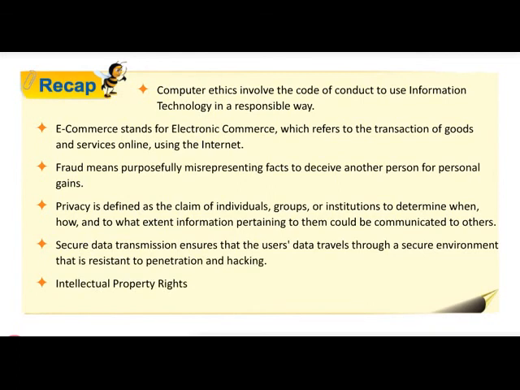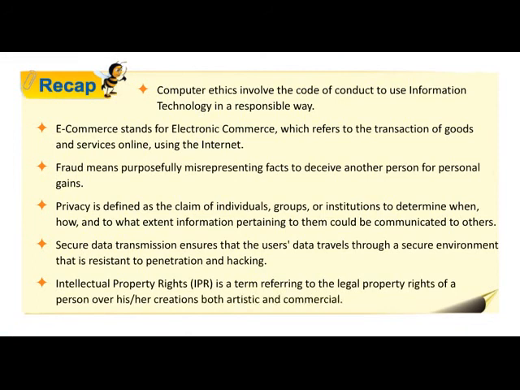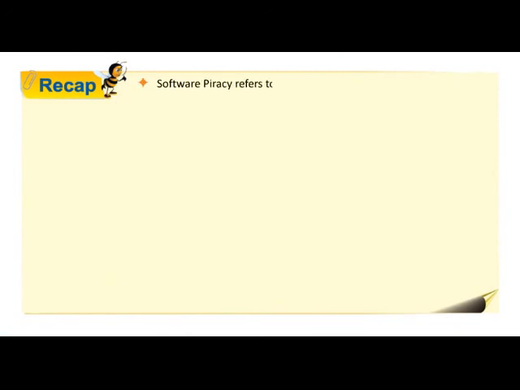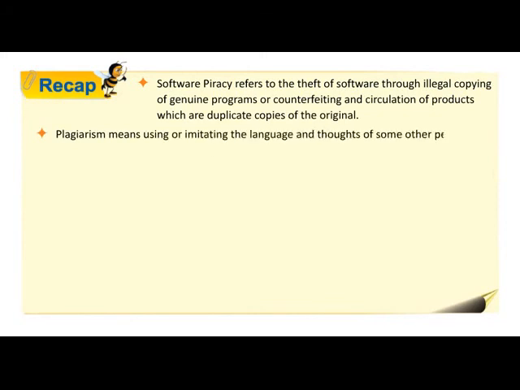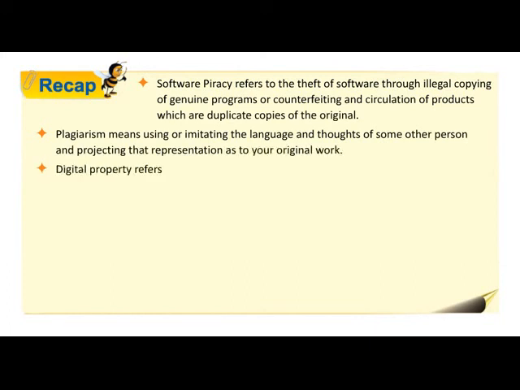Intellectual property rights (IPR) is a term referring to the legal property rights of a person over his or her creations, both artistic and commercial. Software piracy refers to the theft of software through illegal copying of genuine programs or counterfeiting and circulation of products which are duplicate copies of the original. Plagiarism means using or imitating the language and the thoughts of some other person and projecting that representation as your original work.